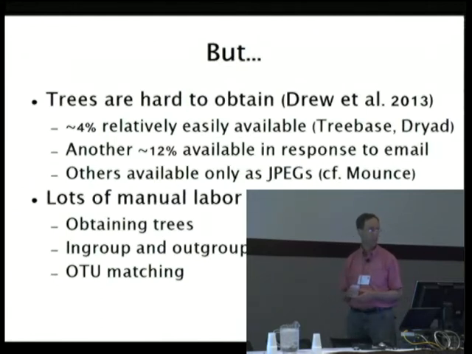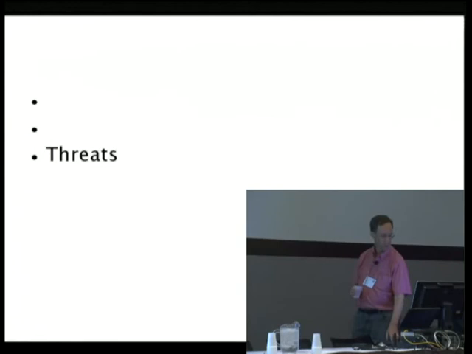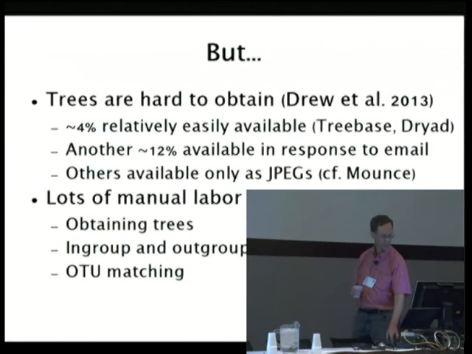Otherwise, the trees are only available as JPEGs. And now I refer to Ross Mounce's talk yesterday. So that's how we're going to have to get this stuff if we're going to get it. There's manual labor involved, so I mentioned that. So these are sort of danger points: not enough trees, not enough labor.